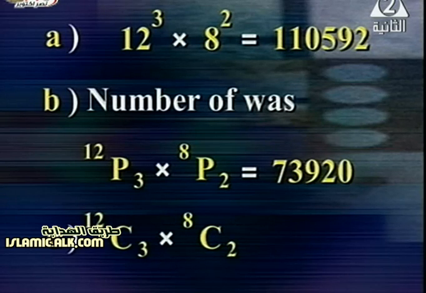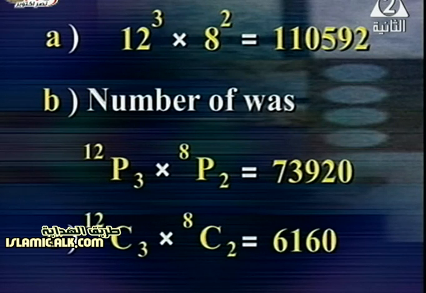Number C, 12C3 without replacement or arrangement. Remember, number C, without replacement and arrangement, then the number of ways is 12C3 times 8C2. The answer is 6,160.